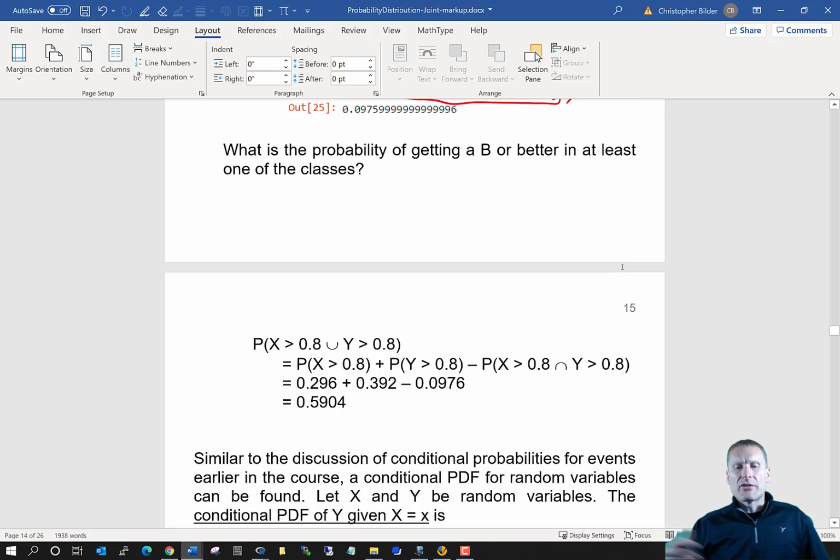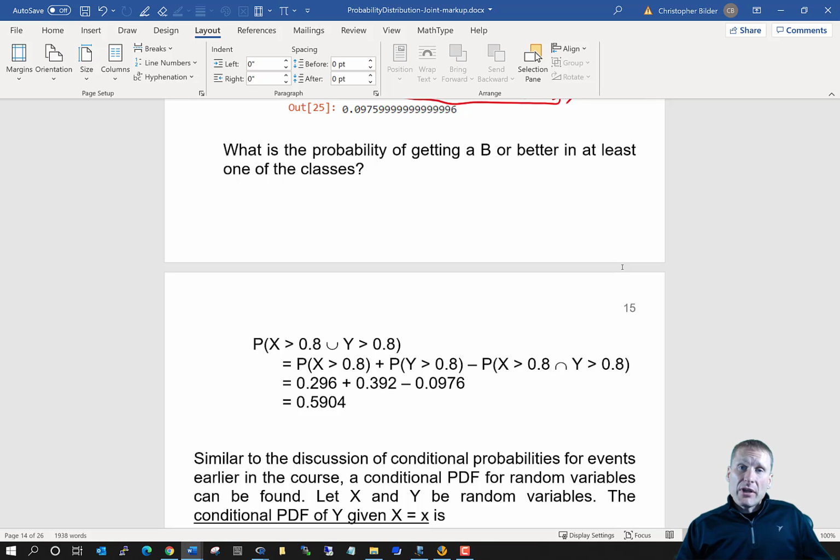Okay, here's another question. What's the probability of getting a B or better in at least one of the courses? In other words, I can get a B or better in math, where maybe in stats I get something lower. Or I get a B or better in stats, where maybe in math I get something lower.